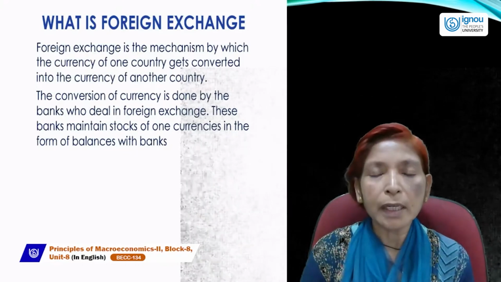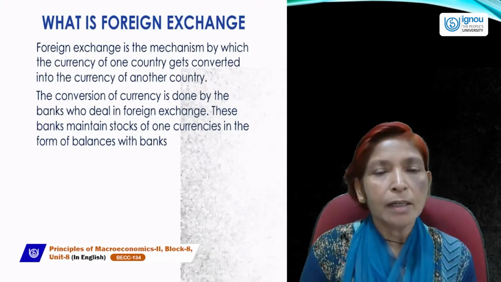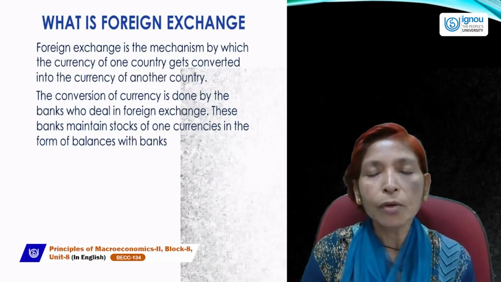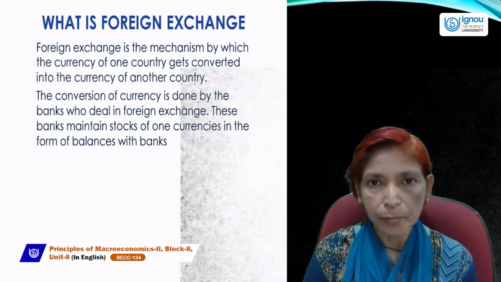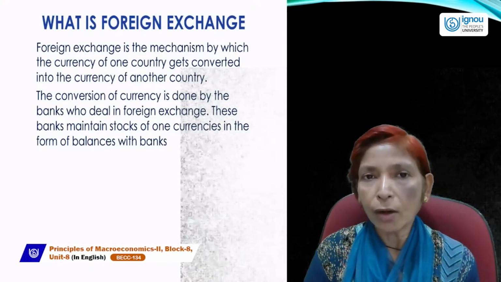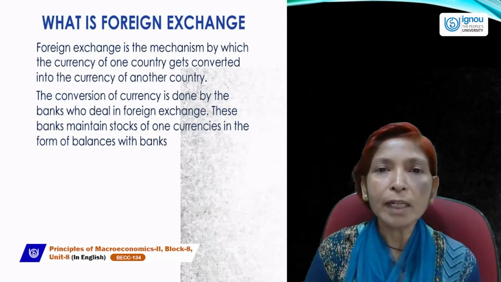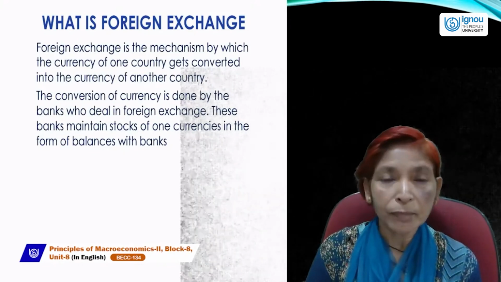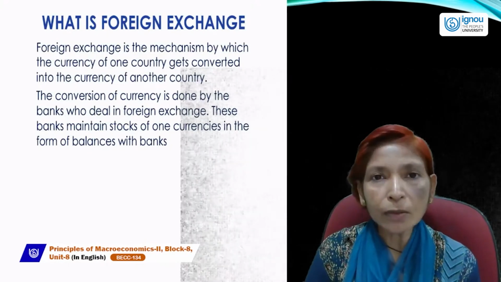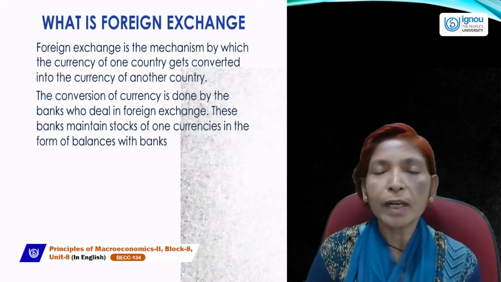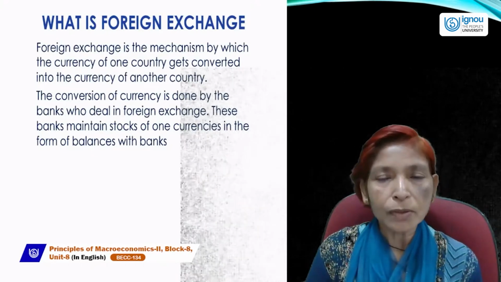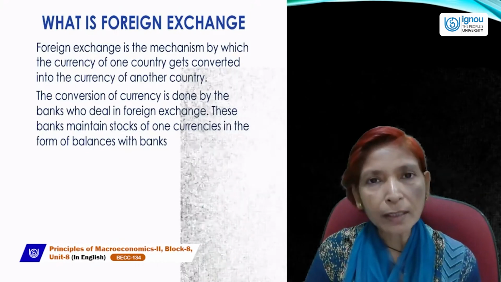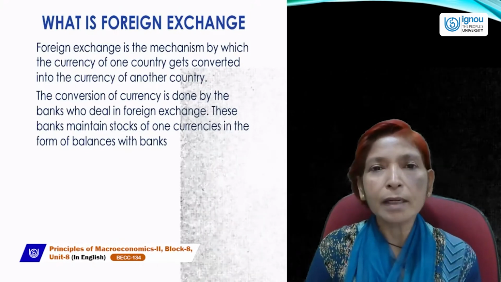For example, in India at present, $1 is equivalent to 70 rupees of Indian currency. If we want to buy $1, then we have to pay 70 rupees. It means the value of $1 is 70 rupees of India's currency. So this is called the exchange rate, at which we can convert one country's currency into another country's currency.